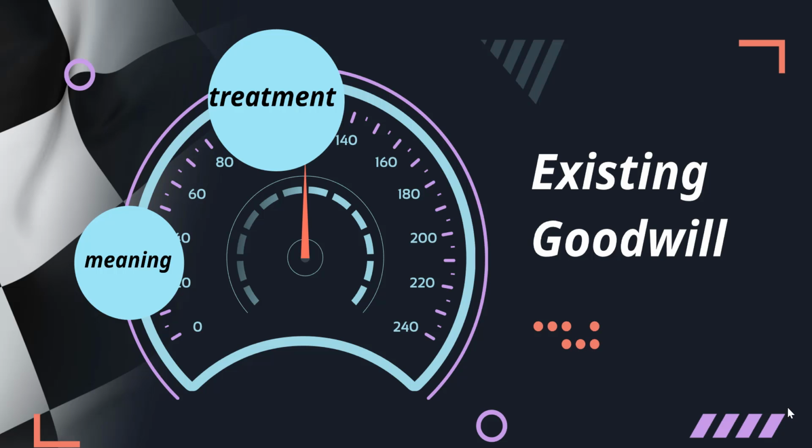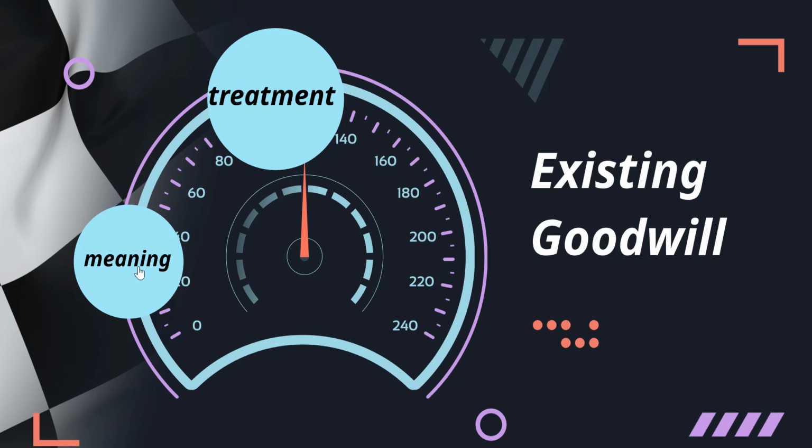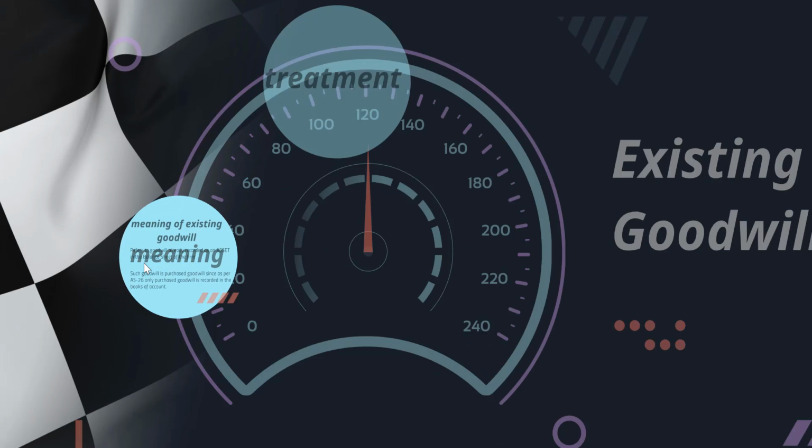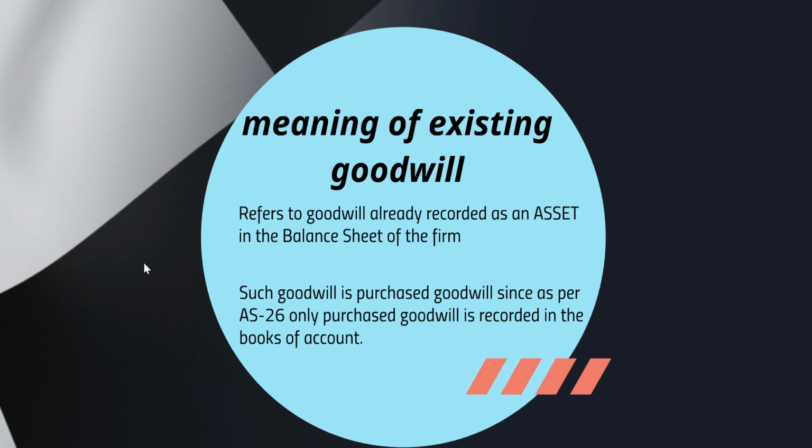Hi, in this video, we will see the treatment of existing goodwill, that is goodwill that already appears in the books. Let's understand the meaning further. What is the meaning of existing goodwill? Existing goodwill refers to goodwill which is already recorded as an asset in the balance sheet of the firm.